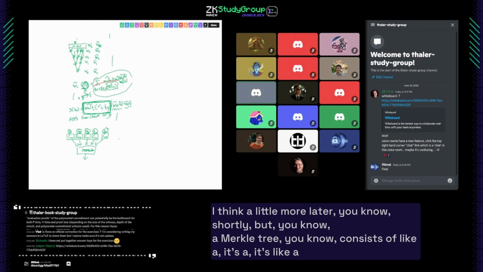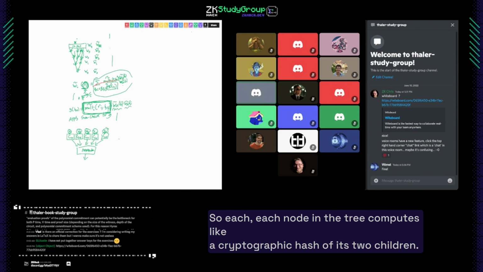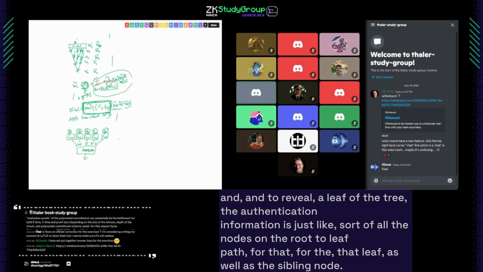But a Merkle tree is like a commitment to a bunch of data that lives at the leaves of the tree, and the commitment is like a hash tree. So each node of the tree computes a cryptographic hash of its two children. And the commitment to all the data at the leaves is just the root hash of the tree. And to reveal a leaf of the tree, the authentication information is just all the nodes on the root to leaf path for that leaf, as well as the sibling nodes.